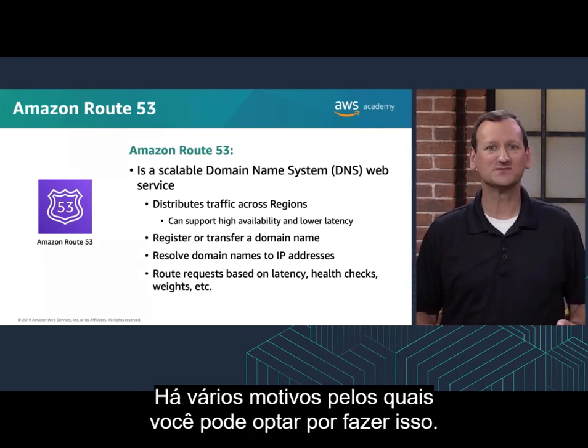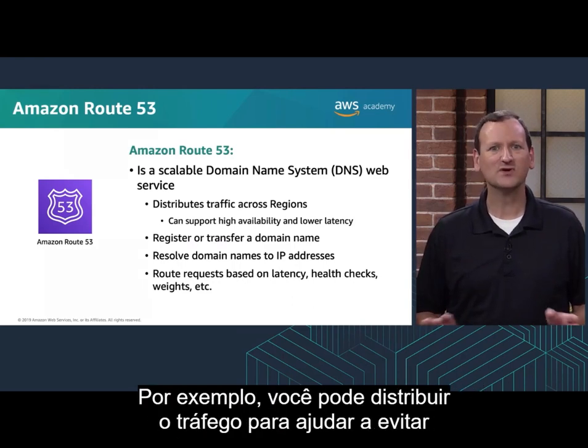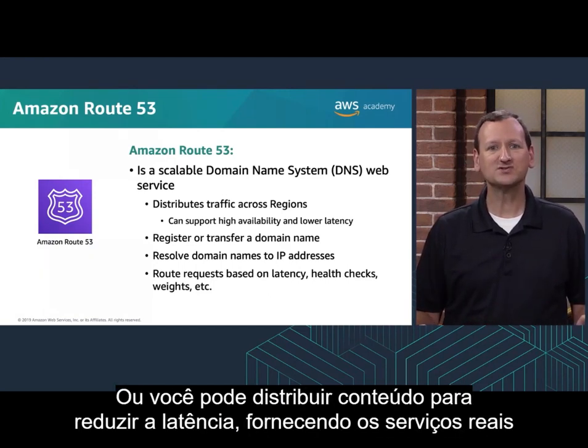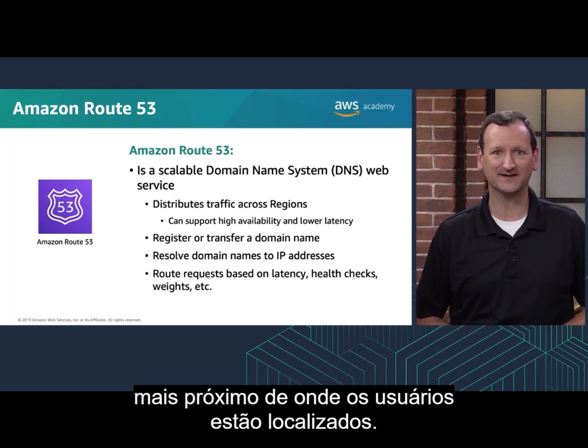There are several reasons why you might choose to do this. For example, you might distribute traffic to help prevent downtime when there are outages within a region. Or you might distribute content to reduce latency by providing the actual services closer to where the users are located.